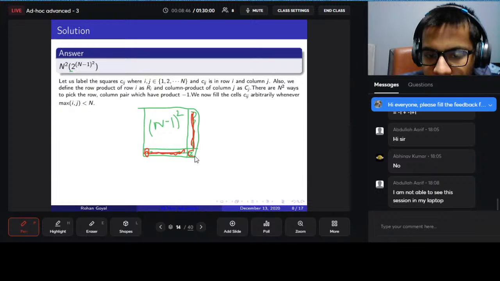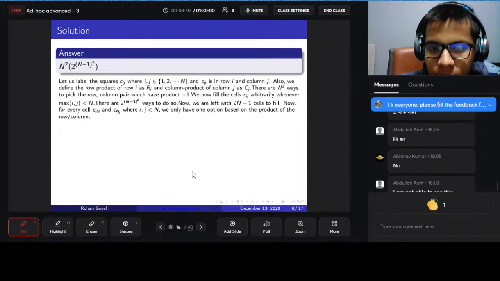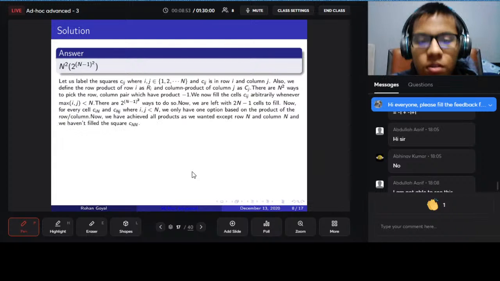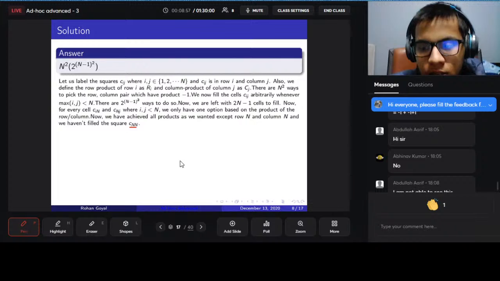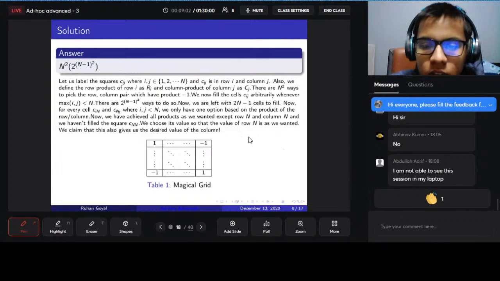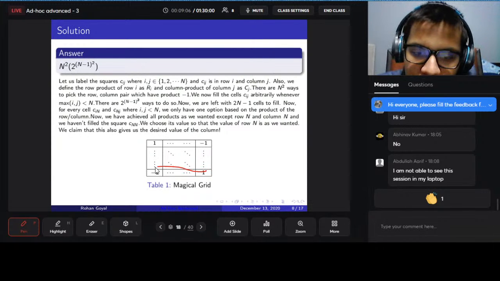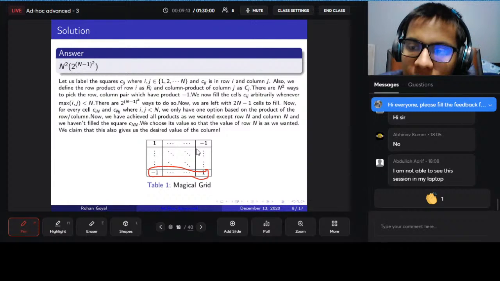Now, the main thing is, what do we do here? So, now the only square we are left is Cn comma n. So we choose the value so that this row is satisfied whatever the condition is. And we claim that if we satisfy this rule and we follow the rule as before, even this column is satisfied as the product we wanted.